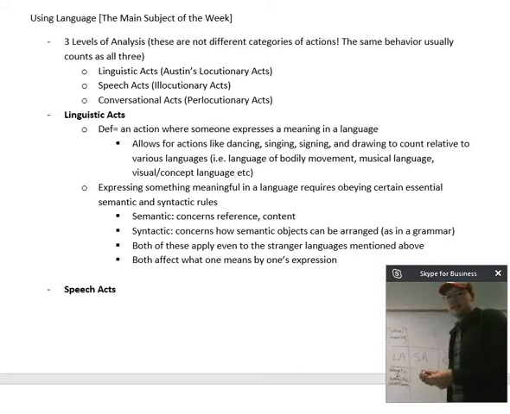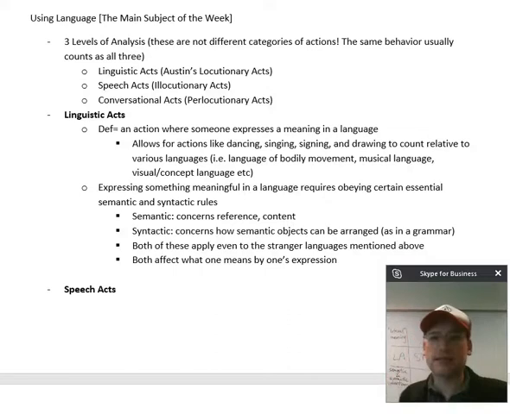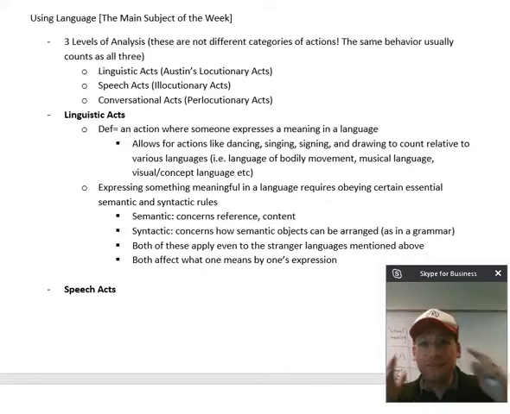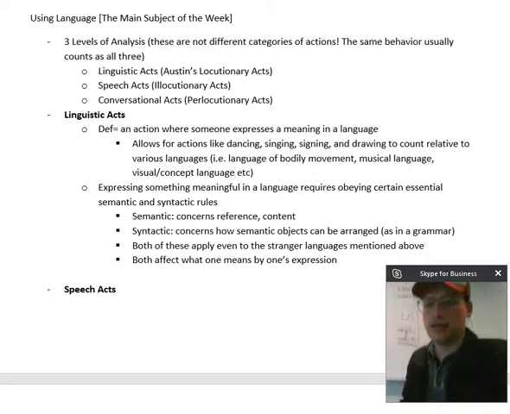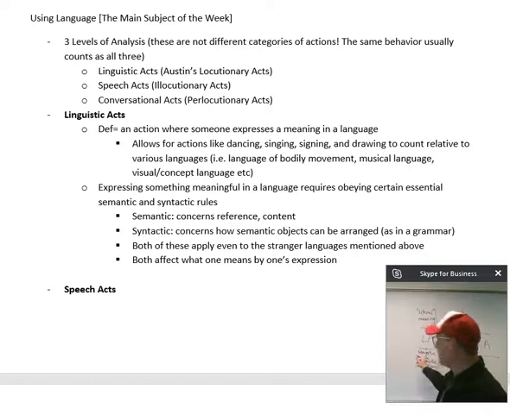The semantic and syntactic conventions for the language. So the book defines a linguistic act as what's happening anytime someone expresses a meaning in a language. And by a language, we just mean a set of semantic and syntactic conventions. That's it. So the kind of basic rule of thumb here is to think of semantics as dictionary definitions, and syntax is like grammar.